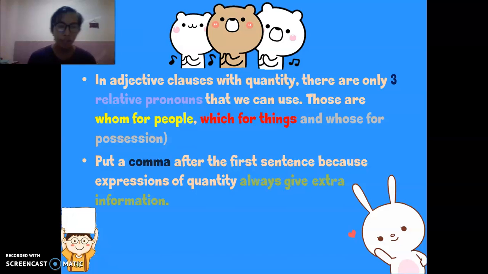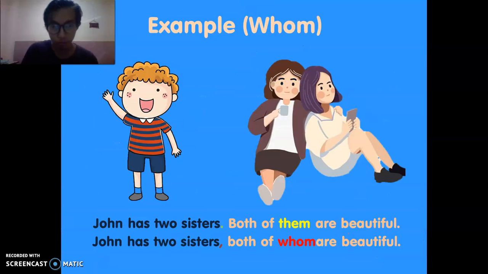And then the last point is, it's pretty important. So in making adjective clauses with the expressions of quantity, we should put a comma after the first sentence. Why? Because the expressions of quantity always give extra information. And then let's go see the examples of them.